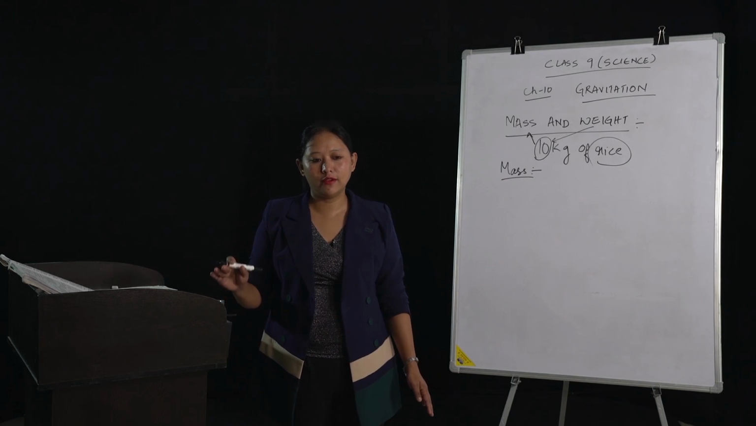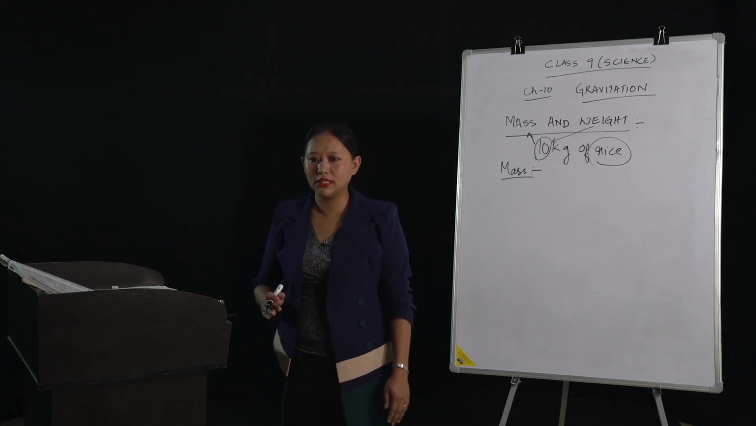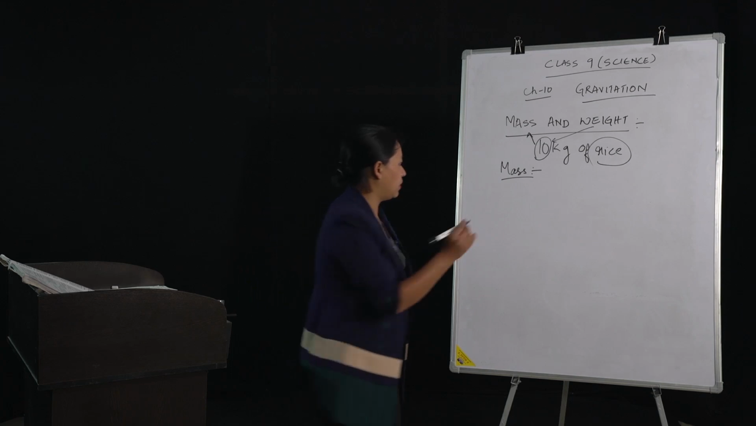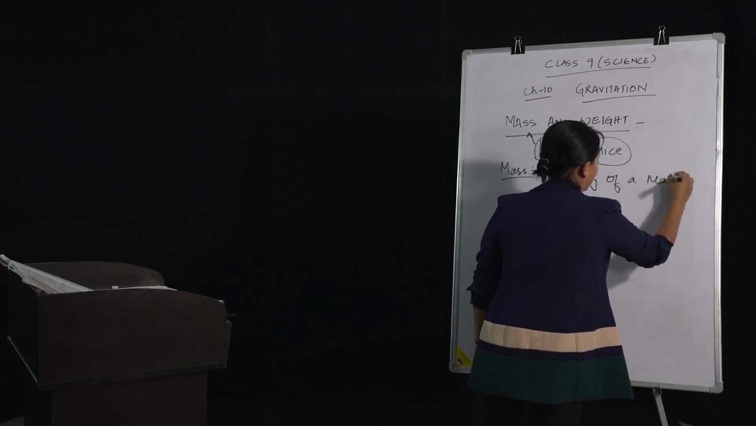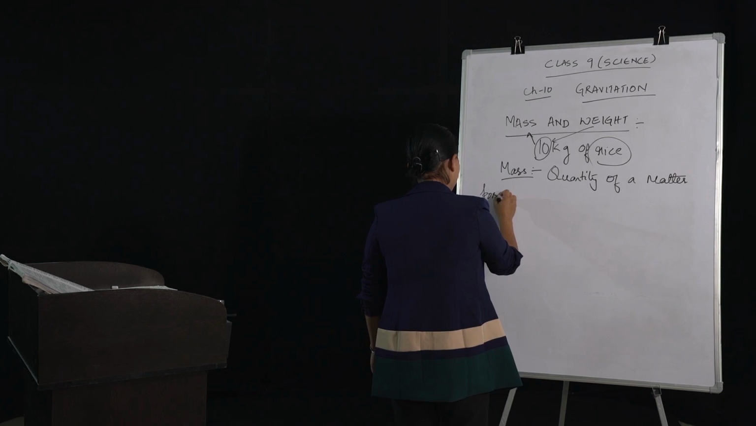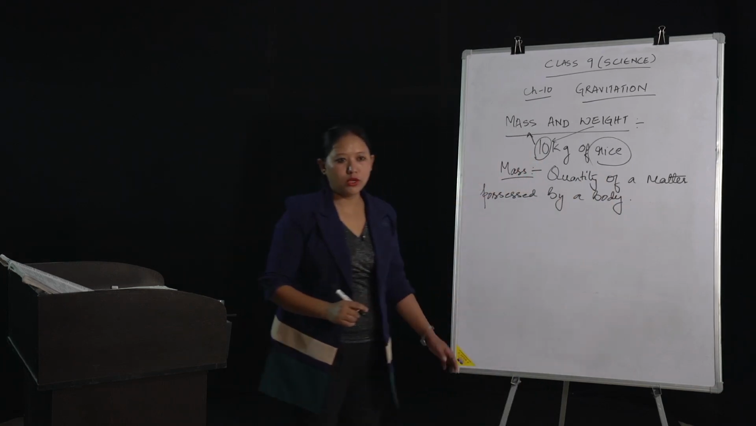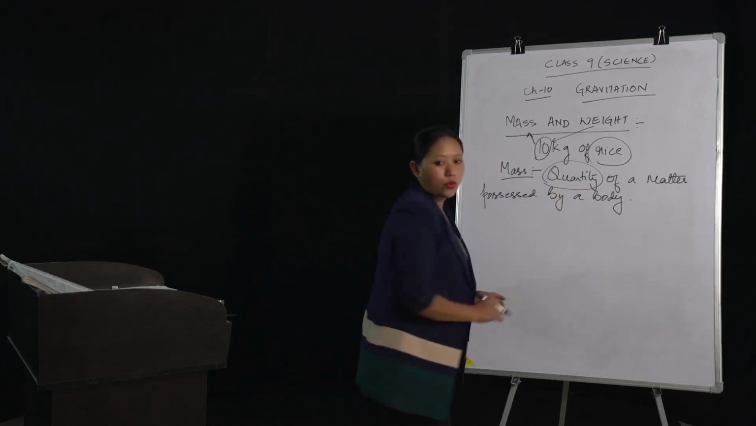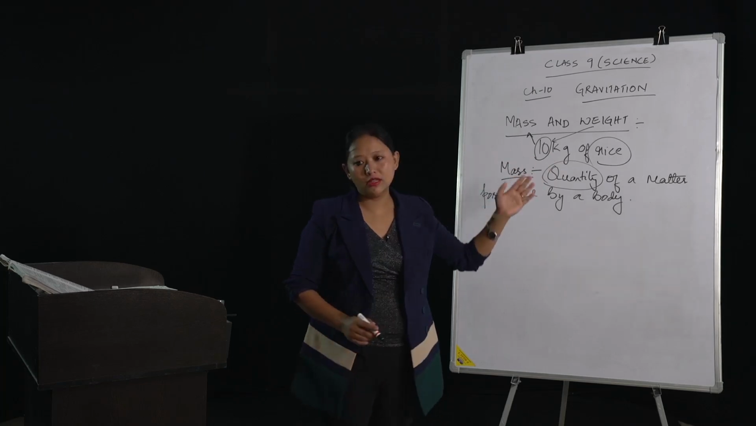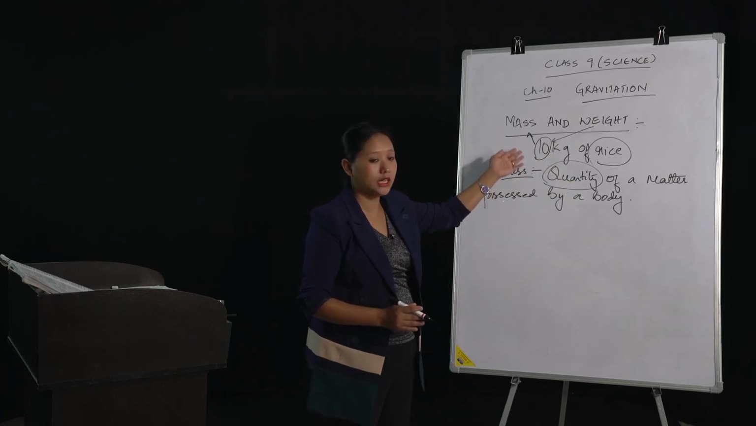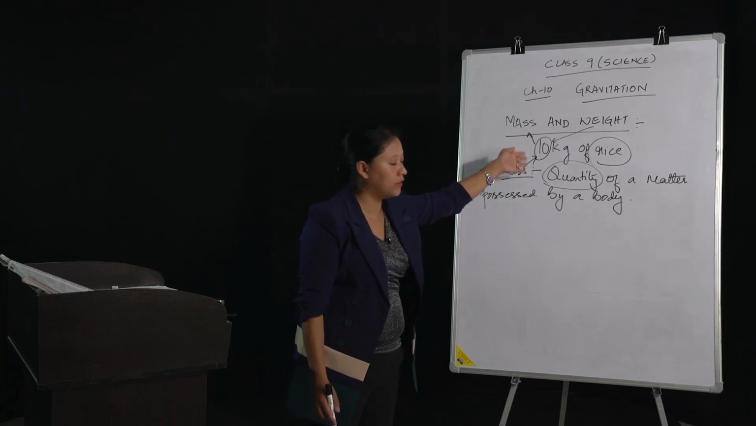In the previous lesson, we have learned that mass is the measure of inertia. So we can define mass as the quantity of matter possessed by a body. When I say quantity, let's take the same example, this 10 kg of rice. If I ask you what is the quantity of the rice that you are holding, you will say it's 10 kg, right? So mass is 10 kg only. It is the quantity of this object.